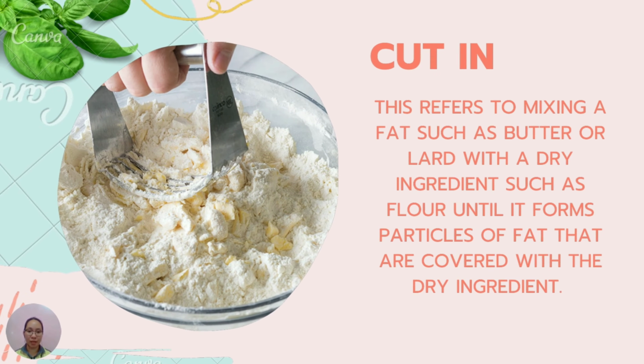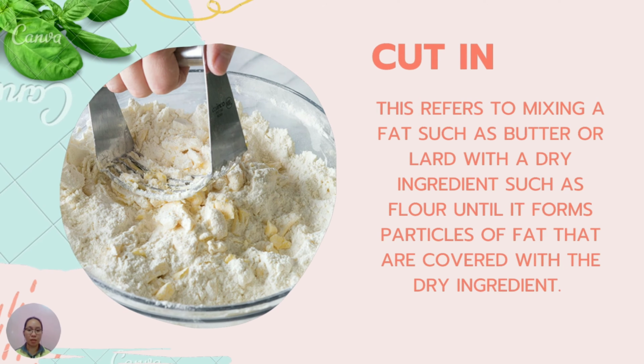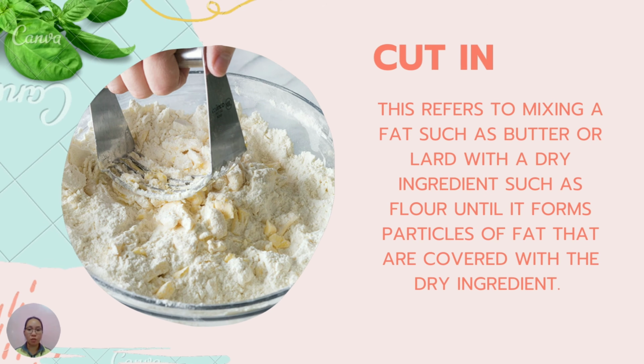Next we have the cut in. This refers to the mixing of fats such as butter or lard. When I say lard, this is a solid fat, with the dry ingredients such as flour until it forms particles of fat that are covered with the dry ingredient. A pastry blending tool is used for the process. As you can see in the picture, that is what we call the pastry blender.